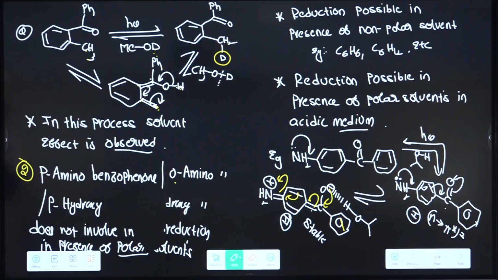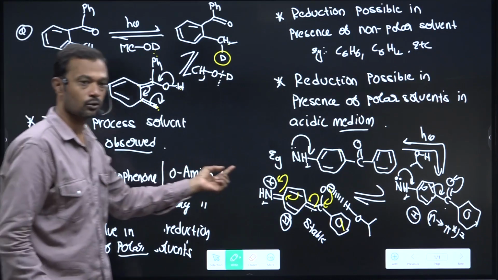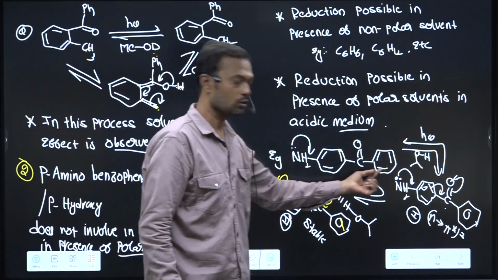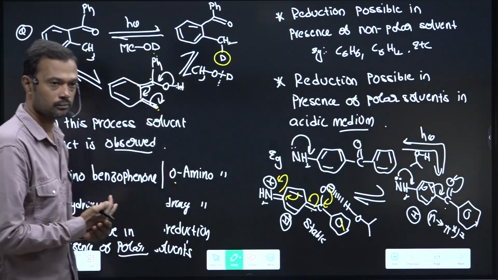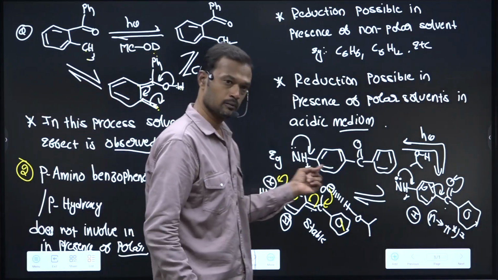So that's why every time see the molecule and see the solvent. Based on the solvent, you need to decide whether the corresponding molecule has a tendency to show photo reduction or not. Every time, what is the reaction excited state? Singlet or triplet? Triplet only.